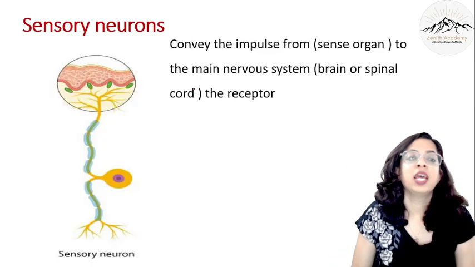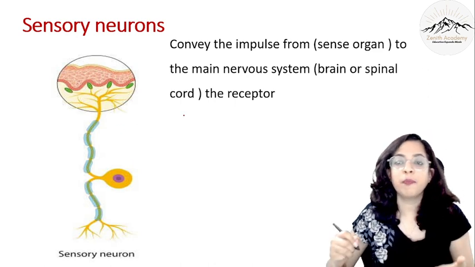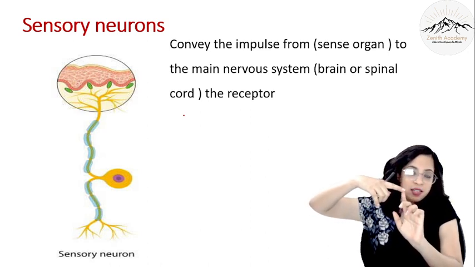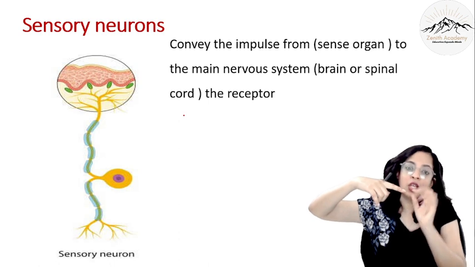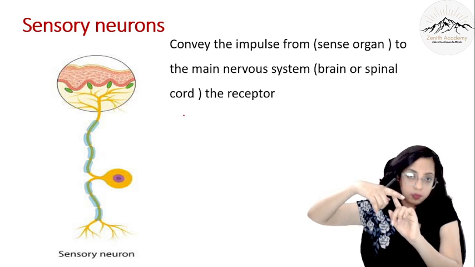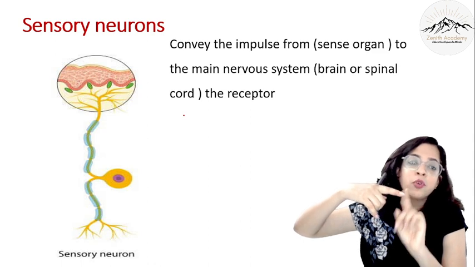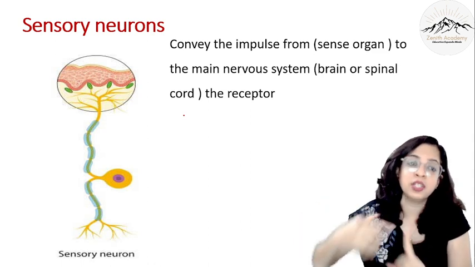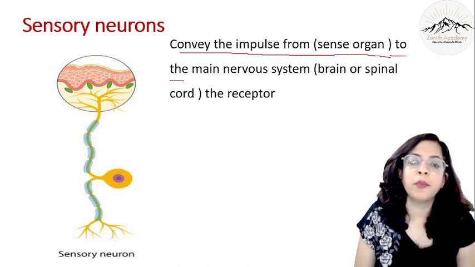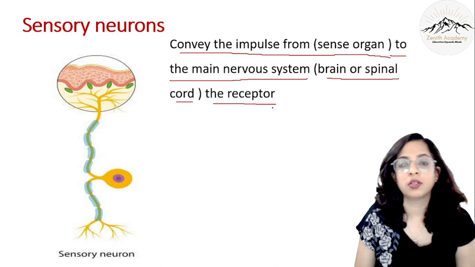Let us start with sensory neurons. So what is the function of a sensory neuron? Suppose there is some hot object and we have touched it. The epithelial cells, I told you, are called receptors. The neurons, the nerves inside, one single nerve cell is known as a neuron. This type of neurons present at the receptors are known as sensory neurons. They convey the impulse from the sense organ to the main nervous system, that is brain or spinal cord, the receptor.